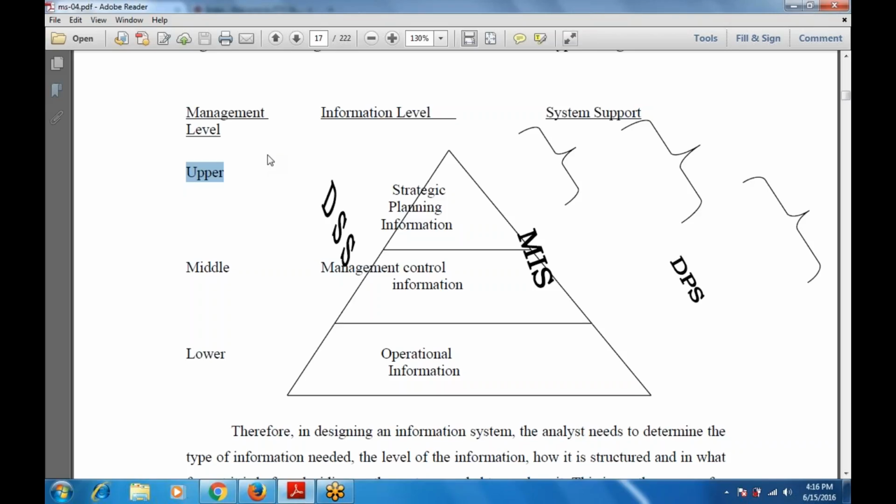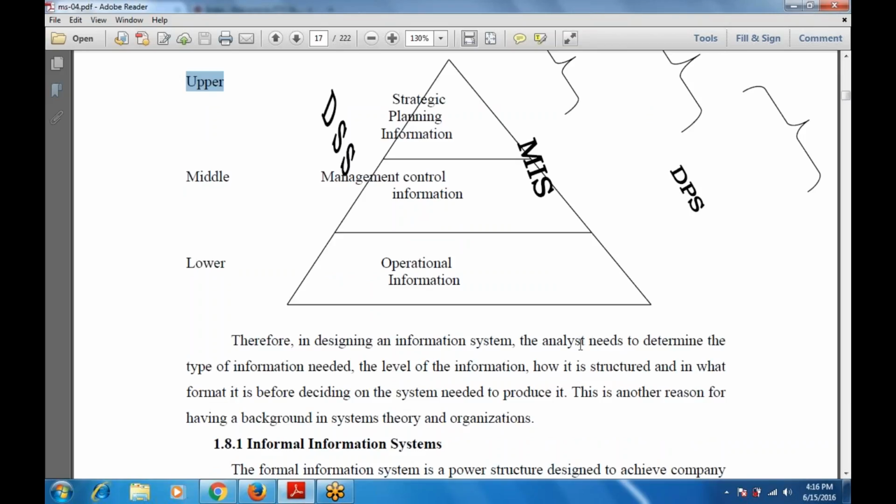So this diagram depicts everything: for the upper level, strategic information and the DSS. For the middle level, management control information and MIS. And for the lower level management, operational information and the DPS, the data processing system. Therefore, in designing an information system, the analyst needs to determine the types of information needed. What is the type of information that is required, either for the upper level, the middle level, or the lower level?